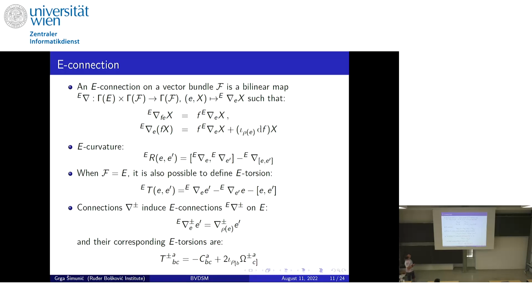Okay. So these are the two properties that we needed to satisfy, and we also have the corresponding E curvature defined in a completely standard way, as one would usually define a curvature. And then we can take a special case when this vector bundle F is equal to the Lie algebroid E and define an E torsion also in a pretty standard way.